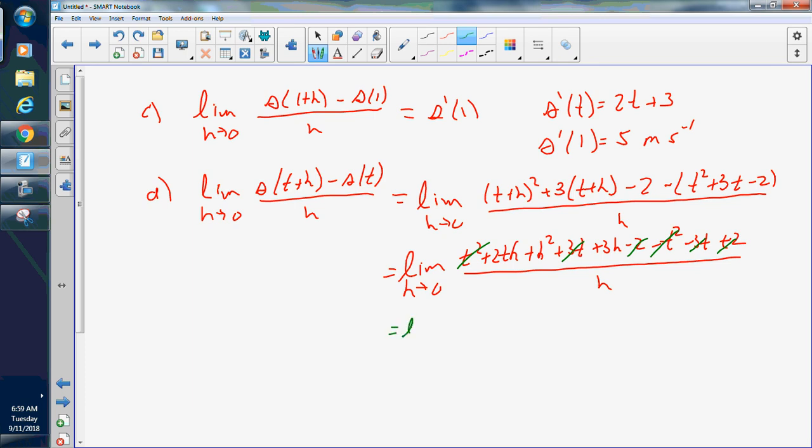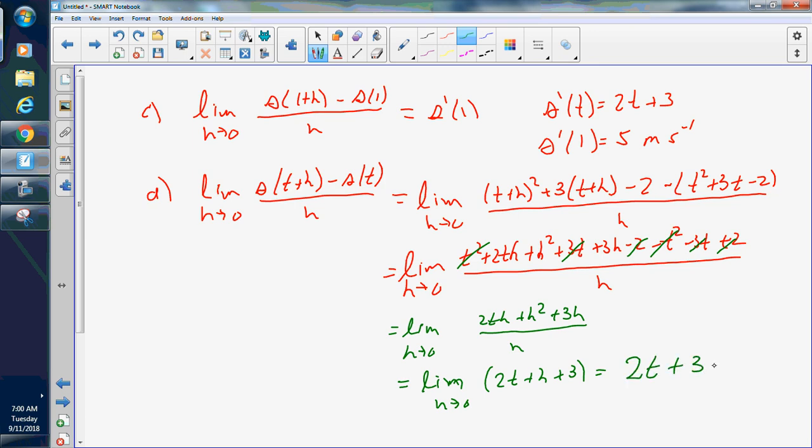And so we're going to be left with the limit as h approaches 0 of 2th plus h squared plus 3h all over h. We can factor out a common h and reduce it with the denominator, so we have the expression 2t plus h plus 3. And as h approaches 0, this approaches 2t plus 3. So this would be our derivative function, which we found up here as well.